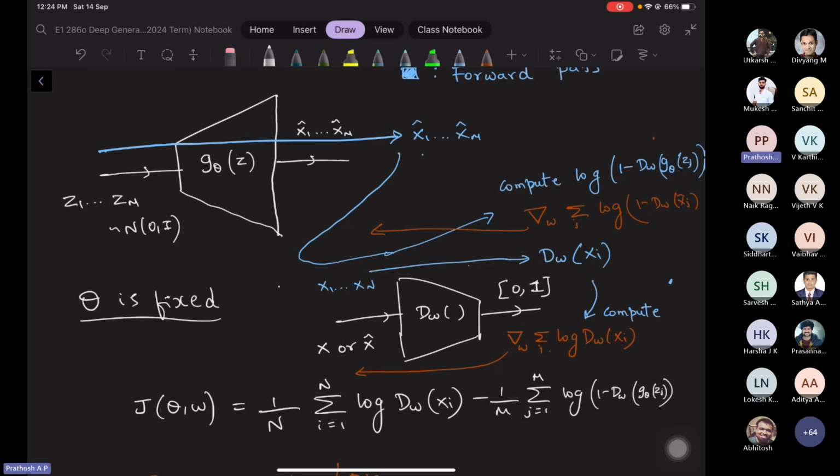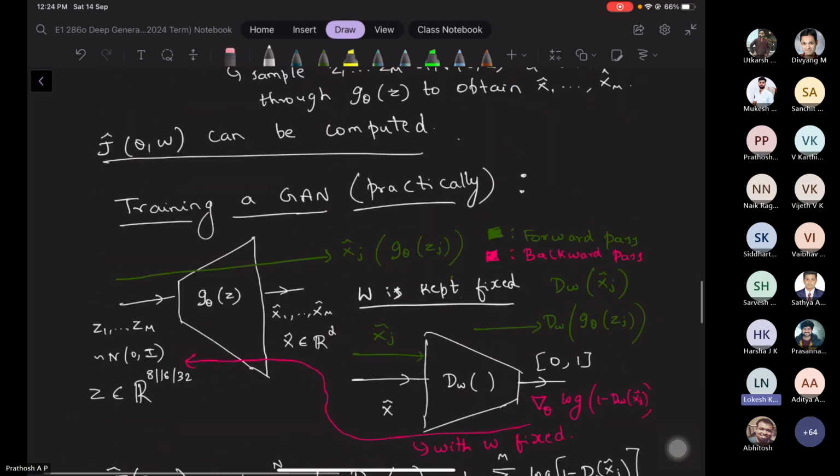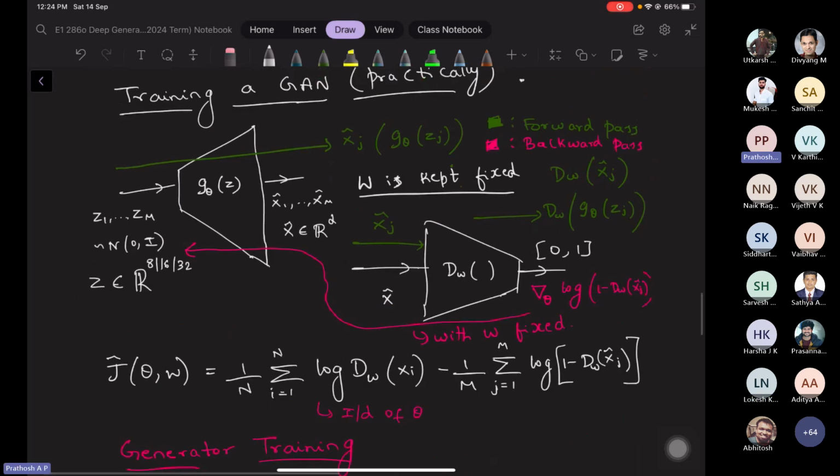Note that backpropagation stops at the input of the discriminator because this is discriminator training. The loss does not pass through the generator. While the loss passes through the discriminator, the weights of the generator are not changed. Is that okay?